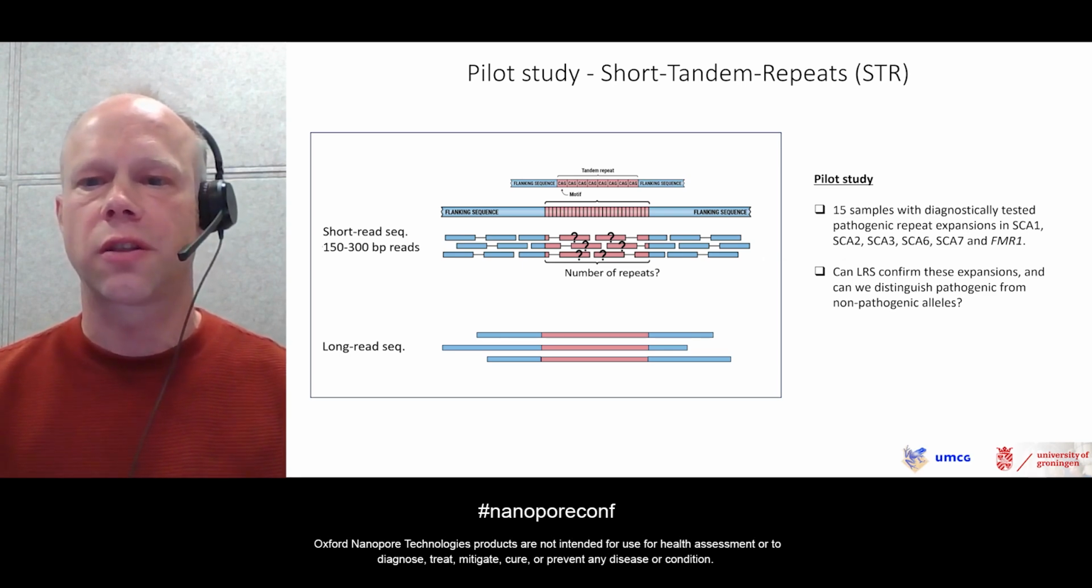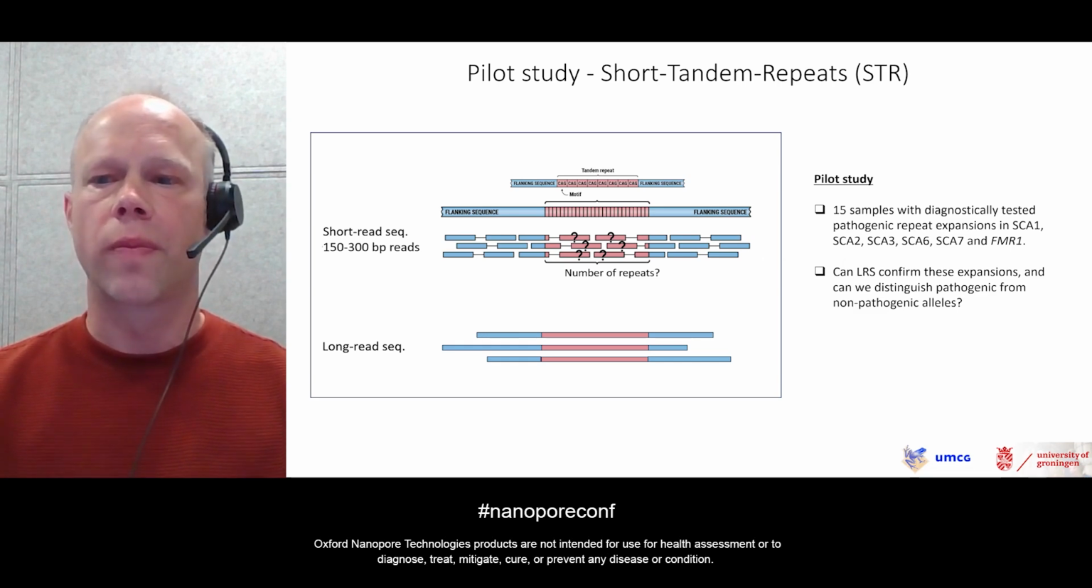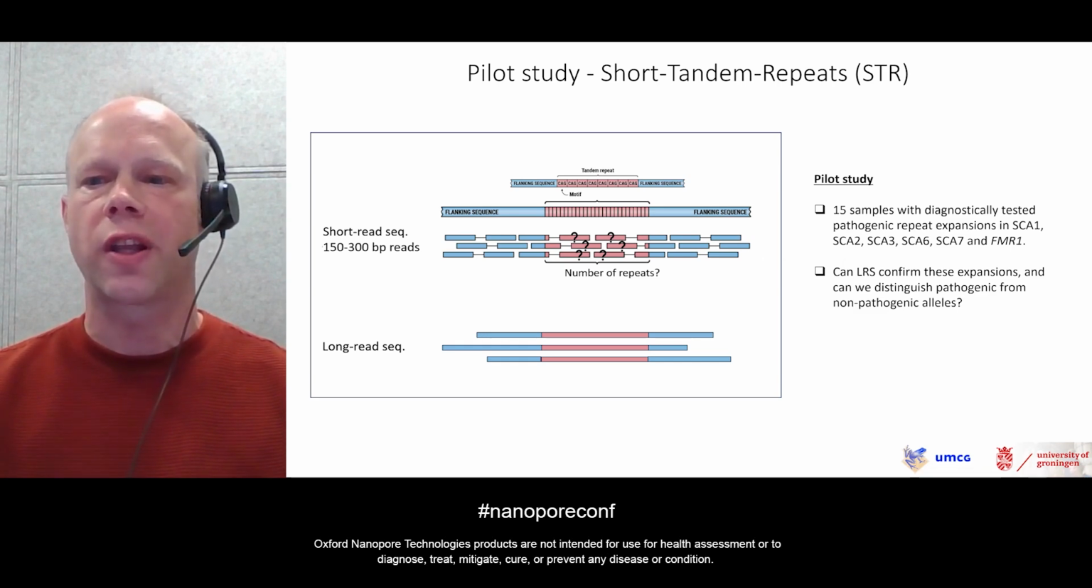We tested 15 samples in this pilot study. These are samples with pathogenic repeat expansions for SCA and Fragile X. And we tried to confirm these expansions with nanopore sequencing. And besides that, we checked if we could distinguish a pathogenic from a non-pathogenic allele with nanopore sequencing.